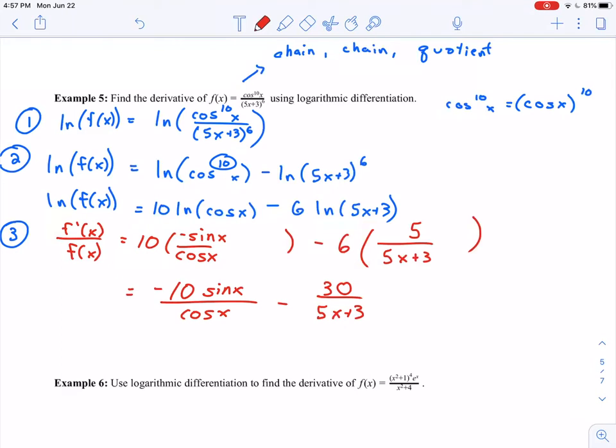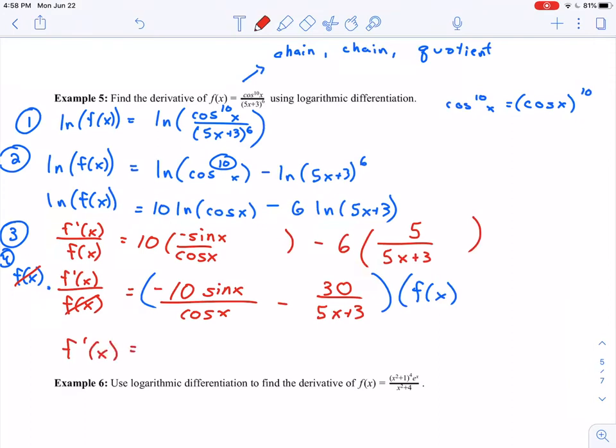Because remember, the end goal here is to get f prime of x by itself. Right now, I don't have that. I still have f prime of x divided by f of x. I want to get rid of this f of x that's in the denominator. So I'm going to multiply both sides by f of x. So this is my step 4. I'm just multiplying both sides by that f of x. So on the left-hand side, these two will cancel, which is exactly what I want to happen. So I'm left with just f prime of x.